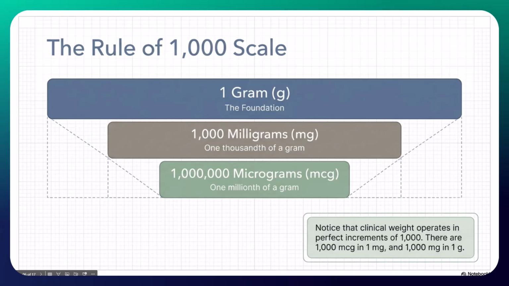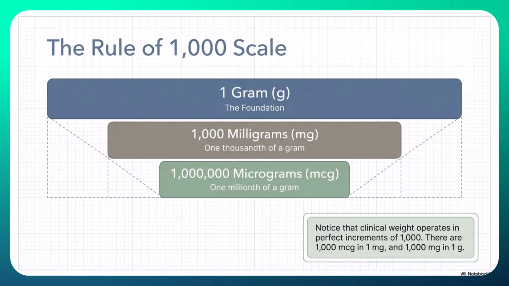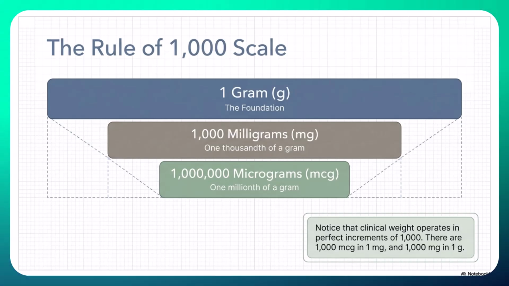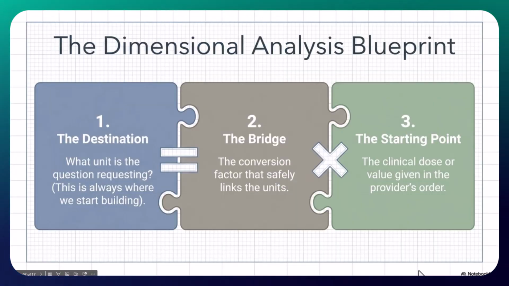Try to keep in mind the step system for the rule of 1,000. One gram is your foundation. There are 1,000 milligrams in every 1 gram, and 1,000,000 micrograms in every gram. Notice that clinical weight operates in perfect increments of 1,000. There are 1,000 micrograms in 1 milligram and 1,000 milligrams in 1 gram. Just having that in your brain will help you in a stressful situation trying to figure out what comes next.